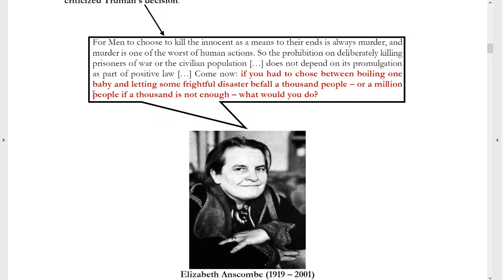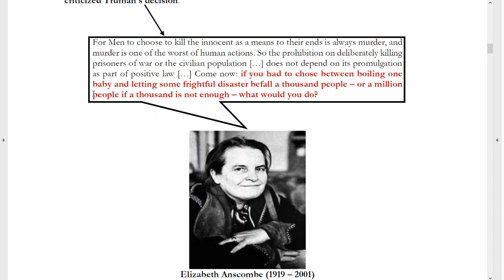Come now, if you had to choose between boiling one baby and letting some frightful disaster befall 1,000 people, or 1,000,000 people if 1,000 is not enough, what would you do? And of course, the way she puts this is apt when she talks about boiling one baby, because as a matter of fact, when the atomic bombs were dropped, that sort of thing did happen, and it didn't just happen, of course, to one baby or one person.